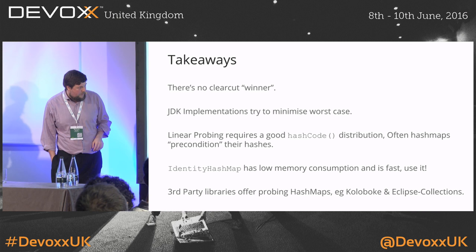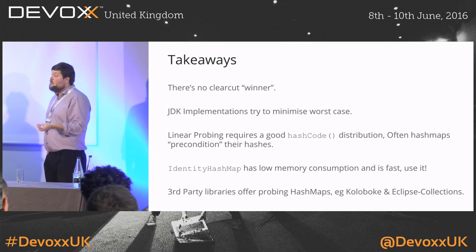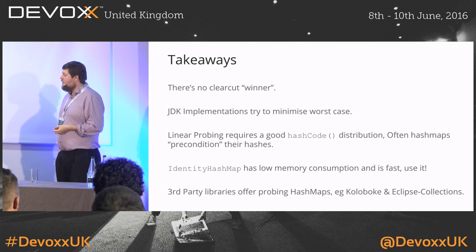If you do want to have a look at third party libraries bringing in probing HashMaps, which might be faster in some use cases, then Koloboke and Eclipse Collections both have quite good ones. And the final note I will say on that is that some of these things have "fast" in their name, but aren't necessarily that fast, and you do actually want to check whether they work well before you use them.